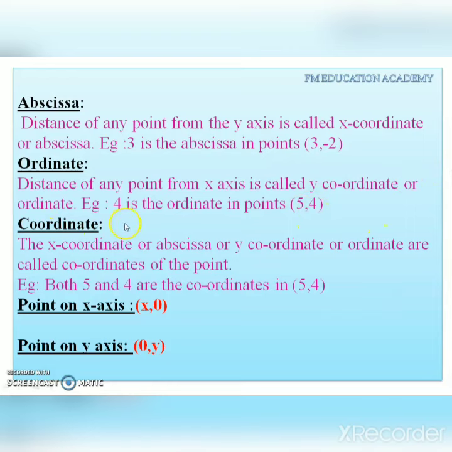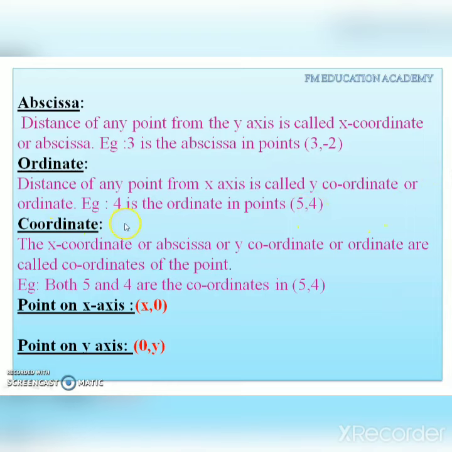Now observe this series: 2, 5, 8, 11, etc. Here we observe that the first term is 2 and the second term is obtained by adding 3 to the first term. See this 5: if you add 3 to 2, 2 plus 3 gives me 5. Similarly, the third term is 8. If I add 5 plus 3, I am getting 8.